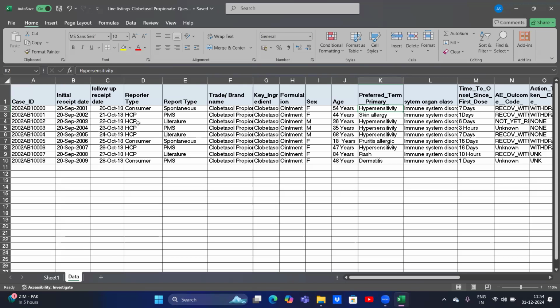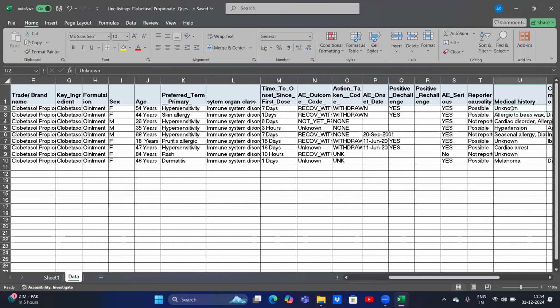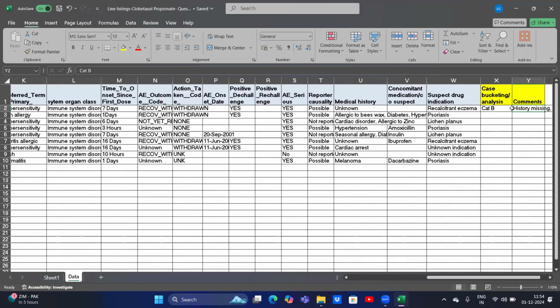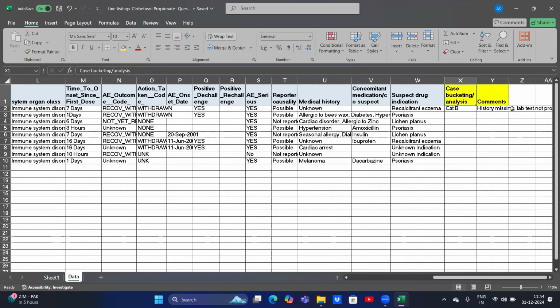Now you will come to analysis. So I have to do my analysis also. So when you go here, you can make your own columns. Like see, here I have made case bucketing or analysis, and I have given comments also when we were doing signal at that time. So case bucketing, if you are doing, then when you are analyzing, like for signal, it was category A, category B, category C.